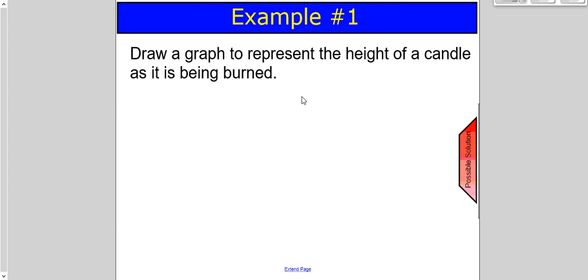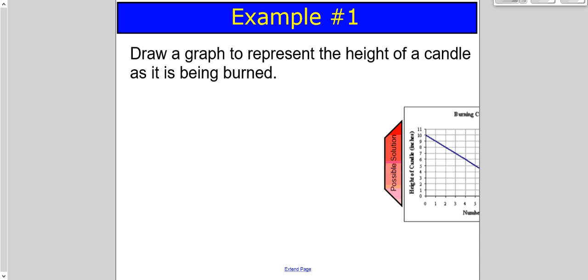Okay, so let's say you had a candle, and you lit it, and then you walked away. What would be the graph that would represent the height of the candle as it's being burned? If you think of it, you light your candle and then it's burning. What is happening to the height of that candle as it burns? Pause it right here to try to draw your graph and then come back to see the solution.